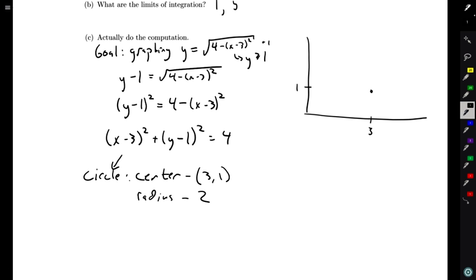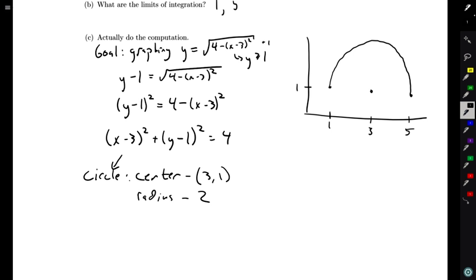Since I have a radius of 2, that means that I need to go left 2 units from my center here. So here's 1, here is 5, and then I have a nice semicircle here. Great, so I've drawn a graph of my function y equals square root of 4 minus (x minus 3) squared plus 1. But now I need to figure out exactly what the area under the curve is.